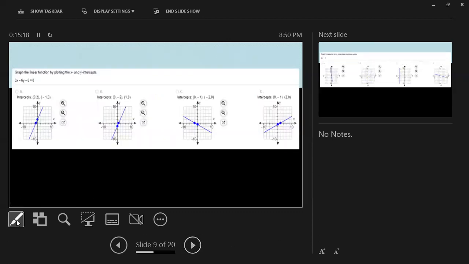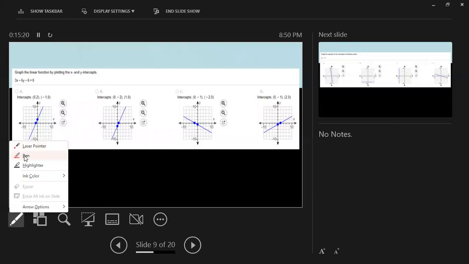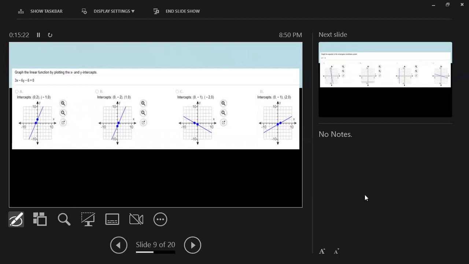All right, so for this particular item, it says I want to graph the linear function by plotting the x and y intercepts. And that means that I want to get the x and y on the same side of the equal sign by itself, and then solve for each variable. So how would that look?